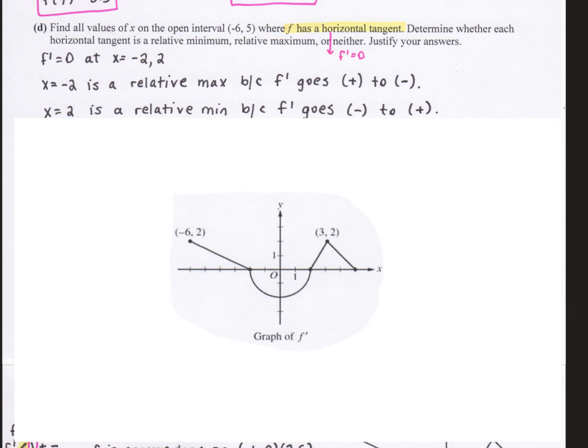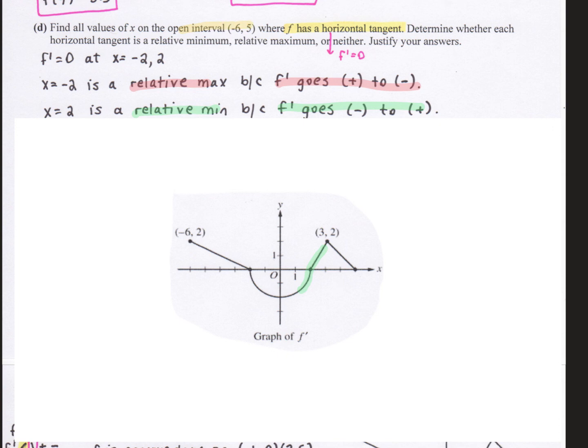And then I'm asked to classify each one as a relative min, a relative max, or neither. And I can see at negative 2, because f prime goes from a positive value to a negative value, that makes x equals negative 2 a relative max. And when I look at x equals 2, I can see that f prime goes from a negative value to a positive value across that number. So I know at x equals 2 we have a relative min, because f prime goes negative to positive. And also because this is an open interval, I don't need to worry about those endpoints as I'm declaring these maxes and mins.